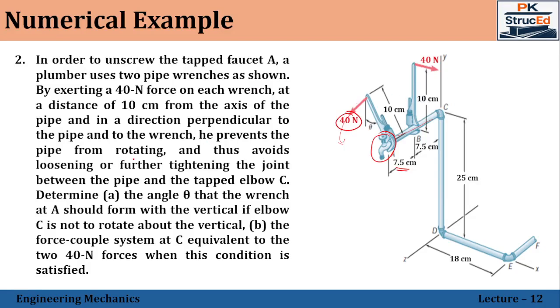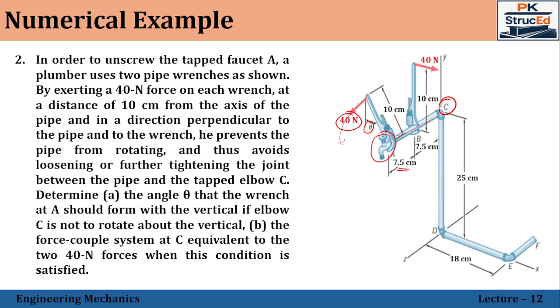He prevents the pipe from rotating and thus avoids loosening or further tightening the joint between the pipe and the tapped elbow C. Determine the angle theta. This is what we need to find out. The angle theta that the wrench at A should form with the vertical, and the force couple system at C. The force couple system at C equivalent to the 40 Newton forces when this condition is satisfied.